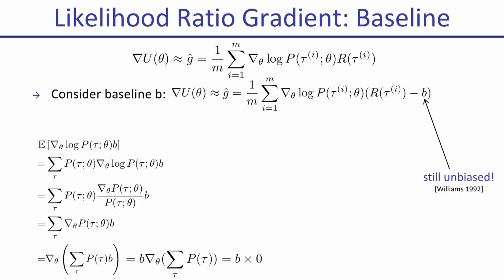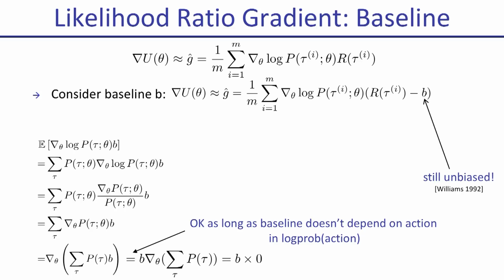The thing to keep in mind is that this is okay as long as the baseline does not depend on the action. So you cannot have b also depend on the probability of the action that you took here. That's all. But it doesn't, because we just take the average of the rewards we got, and that's fine.